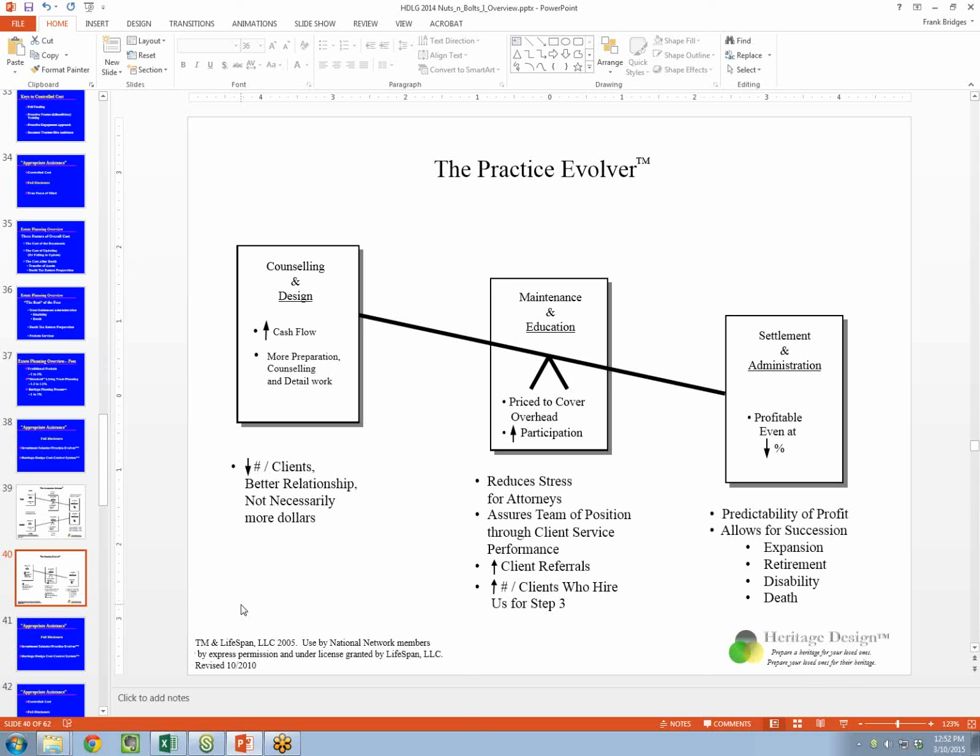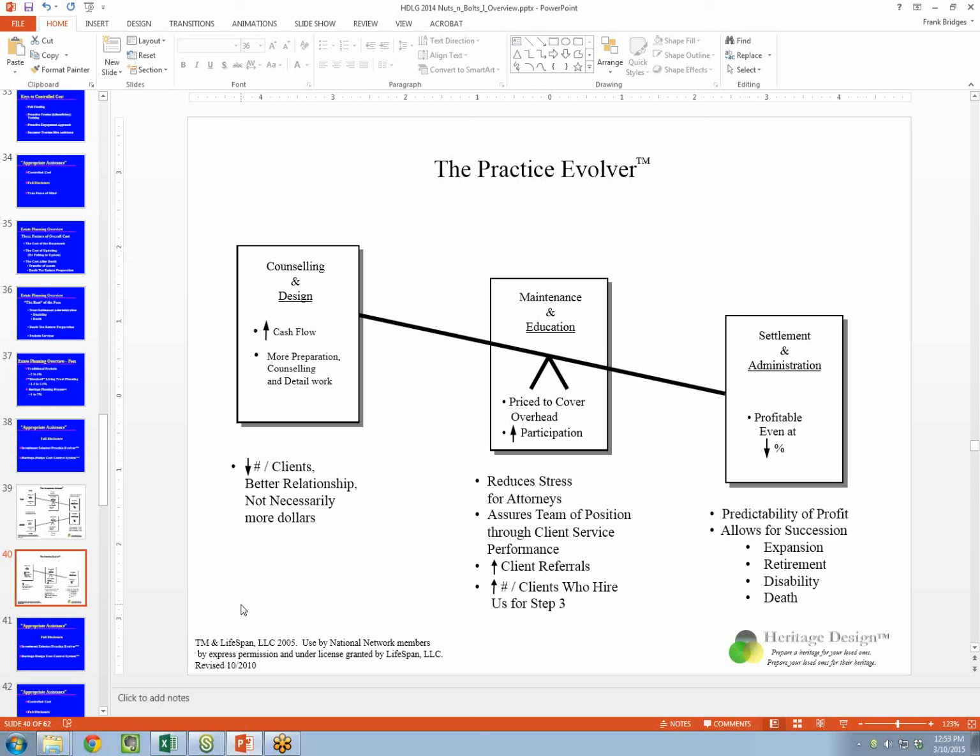It's actually priced to cover the overhead for the maintenance and education program. It's not priced for us to make a big profit. It's priced to cover the cost of actually running the program so that we have the people on board who are ready to do the estate settlement when the time is right, and so that the clients and their helpers have actually had the training that they need to have. And so what it does is it assures the team that we have a certain cash flow that comes from the maintenance program, so their position as a client services professional is a lot more stable than if all we had was receivables.